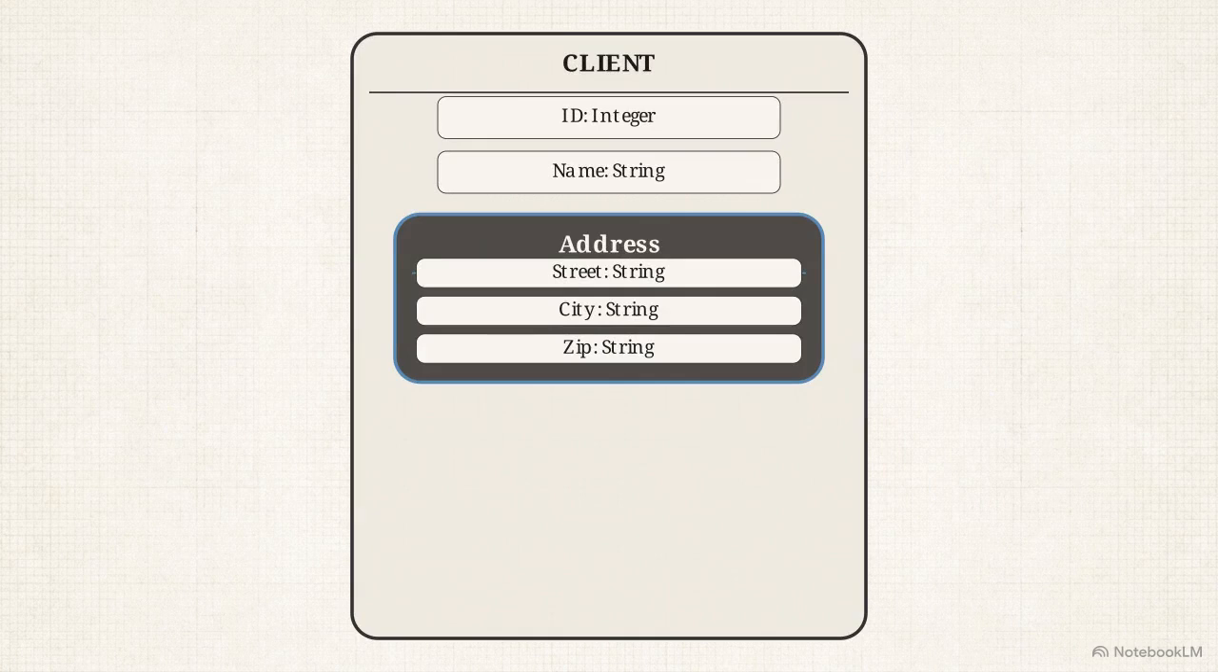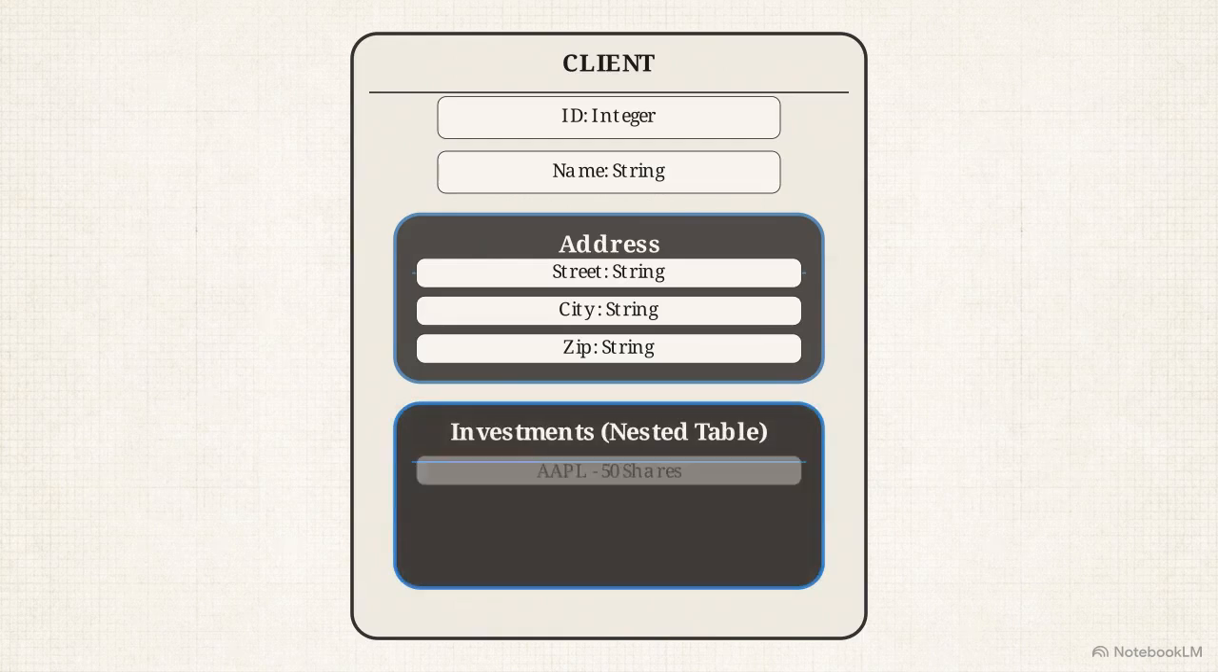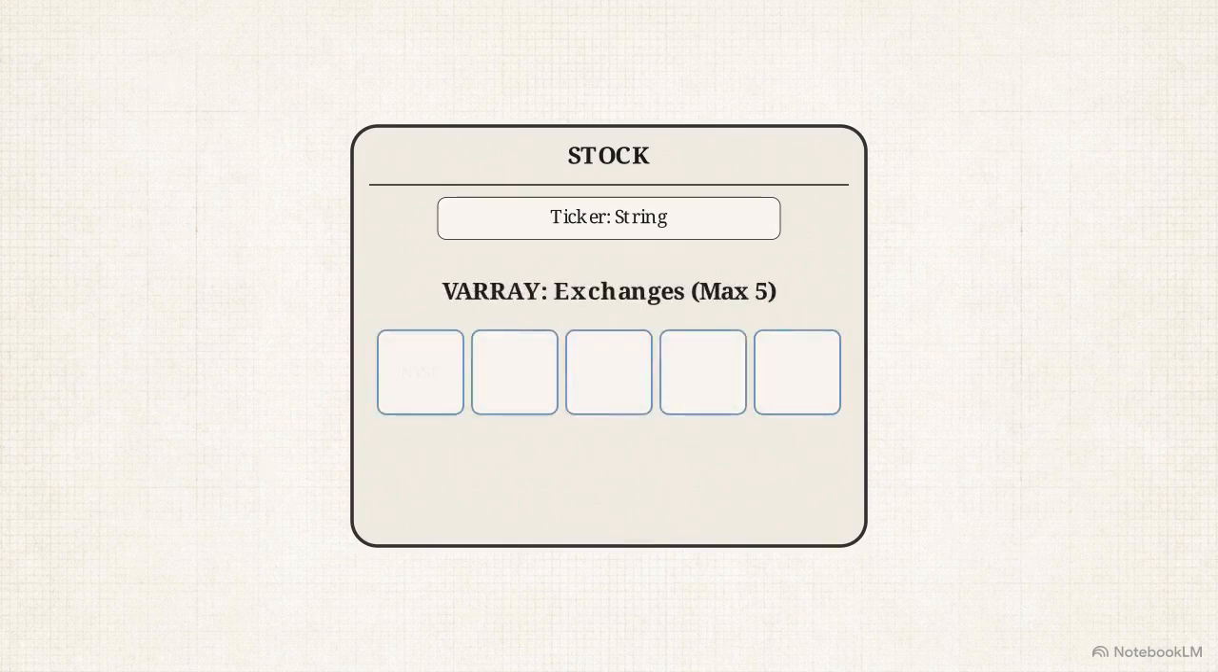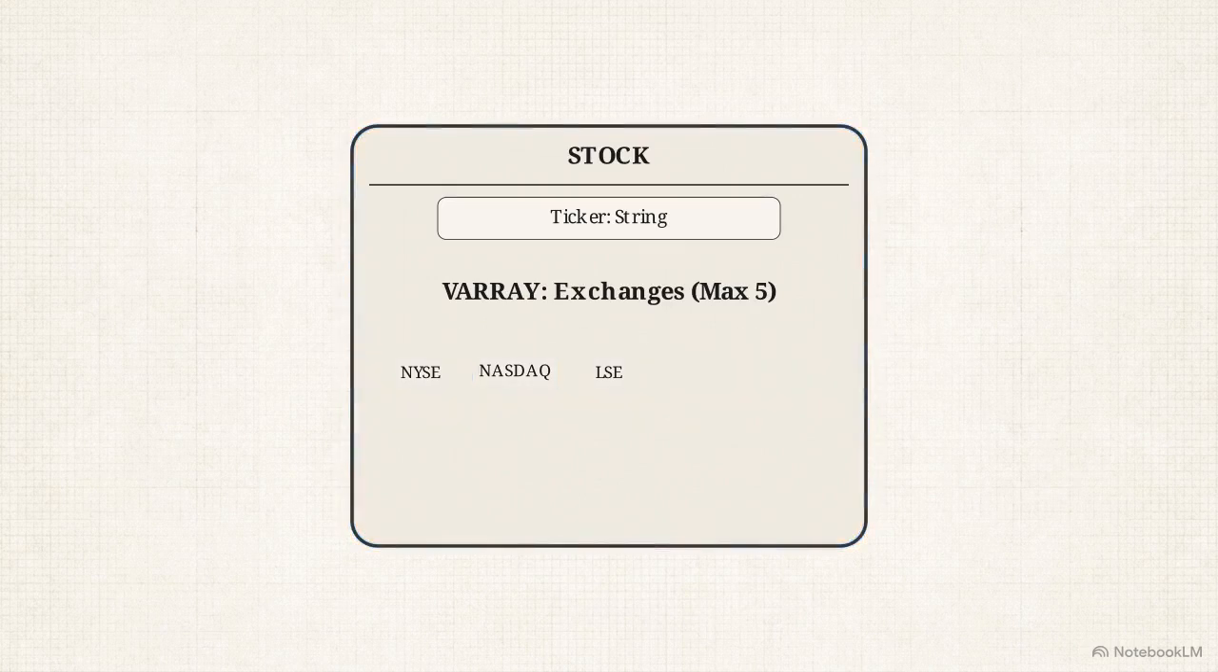We can embed entire one-to-many relationships directly inside the parent object using collections. Instead of keeping a client's investments in a separate table, we define a nested table, allowing the client object to hold an unlimited list of investment records internally. While nested tables handle unlimited records, a different collection type called a varray is used for bounded lists. If a stock is traded on a specific maximum number of exchanges, say a strict limit of 5, a varray stores those exchanges directly inside the stock object itself.